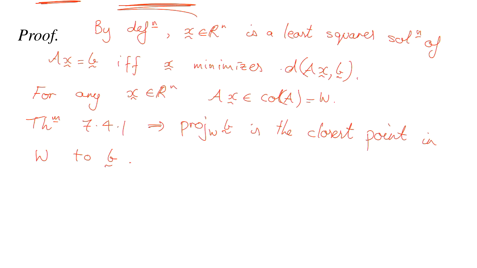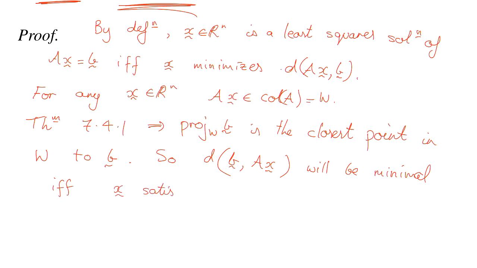Okay, so what are we saying? The distance between b and Ax, because Ax lives in the column space, is going to be minimal if and only if x is such that Ax equals the projection.